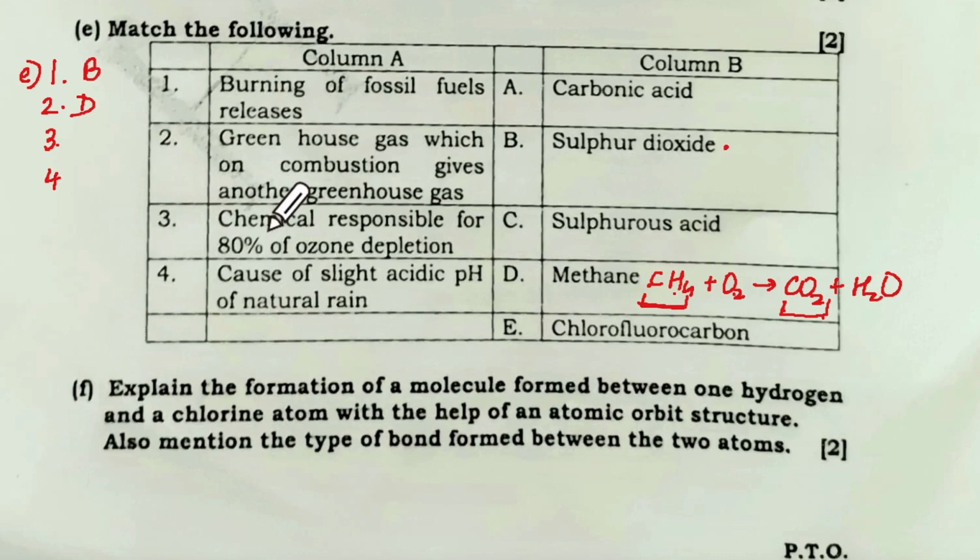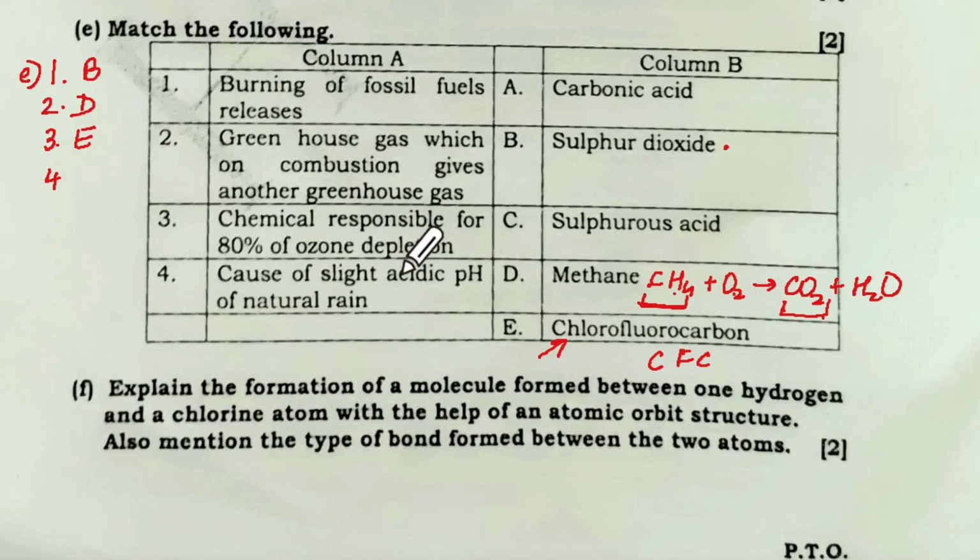Chemical responsible for 80% of ozone depletion. Which one is it? Quickly check, is this CFC? These are CFCs, no? Chlorofluorocarbons. Yes, ma'am. What do they do? Look in the book. Do they cause ozone depletion? Quickly check the book. Yes, ma'am. So it is E.